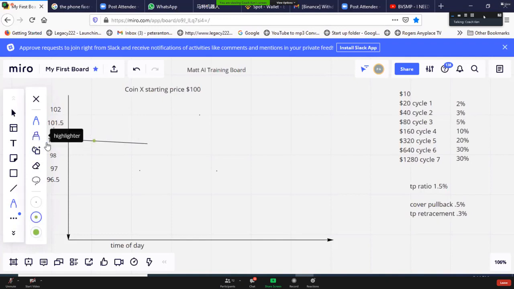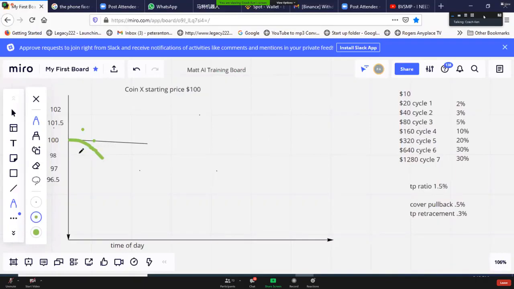Okay, the other scenario is if the stock or the coin goes down when you first buy it. Okay, look on the right here. We have something called a cover pullback of 0.5%, and we have the cycles listed. Remember, we paid $10 for this particular coin. If it goes down 2% to like 98, okay, we're using a $100 price point, it signals the bot that another purchase is imminent. Okay, it doesn't buy it right there. It alerts the bot that it's going to purchase something.